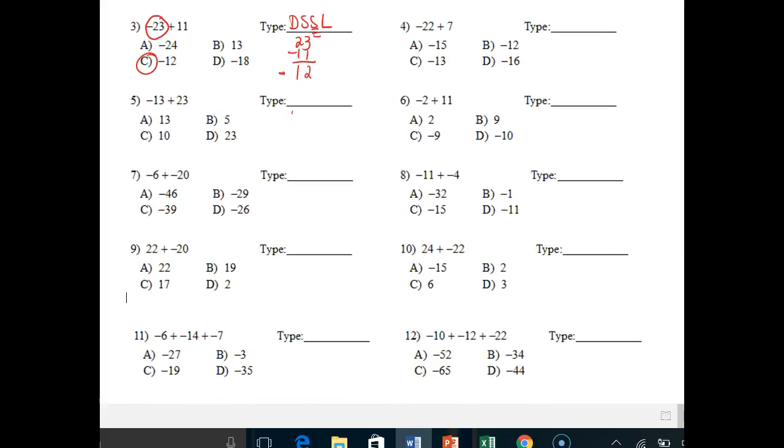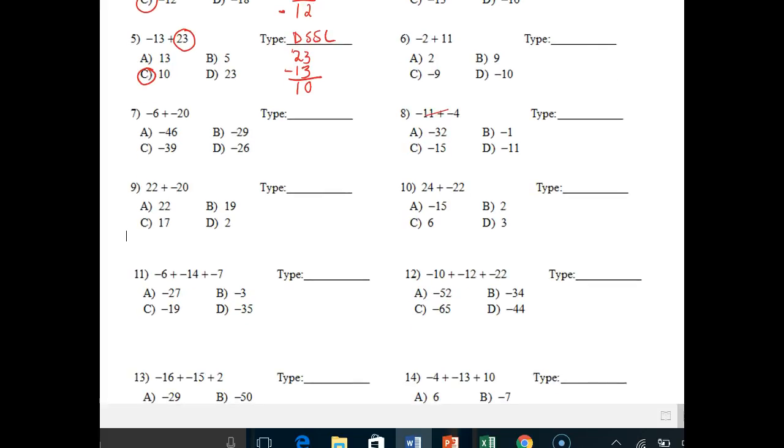Number 5, again, I have different signs. So I have a DSSL. I want to put the bigger number on top, 23 minus 13. I know there's a plus sign there, but again, different signs, I end up subtracting them. I keep the sign of the larger. I have more positives, so my answer will be positive. I'll just do 3 minus 3 is 0. 2 minus 1 is 1, so my answer is positive 10.